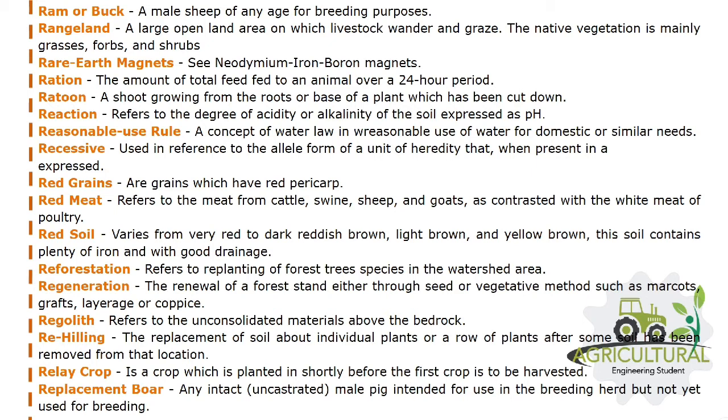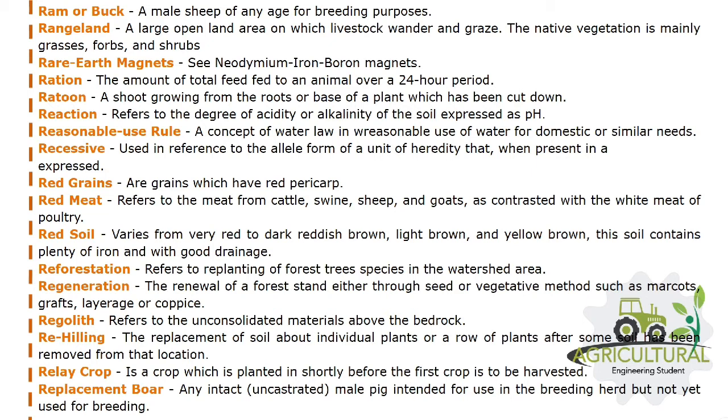Recessive, used in reference to the allele form of a unit of heredity that, when present, is not expressed. Red grains are grains which have red pericarp. Red meat refers to the meat from cattle, swine, sheep, and goats, as contrasted with the white meat of poultry.